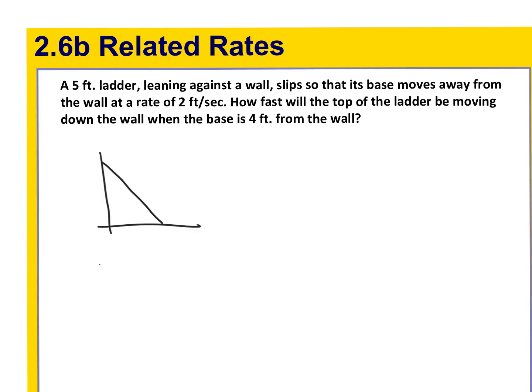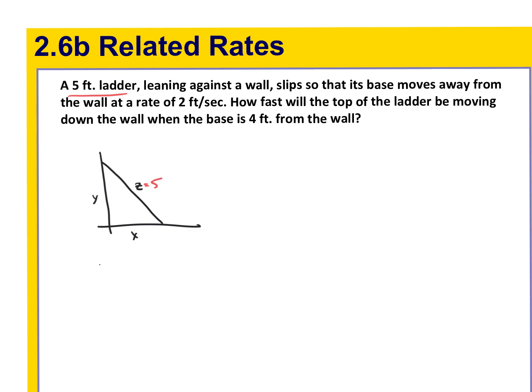So we're going to draw our picture. All right. And so I'm going to refer to these as X and Y and Z. And we're going to talk about what that is. And so what did they give me? It said it's a 5-foot ladder. And so which one did that give me? My Z is 5.